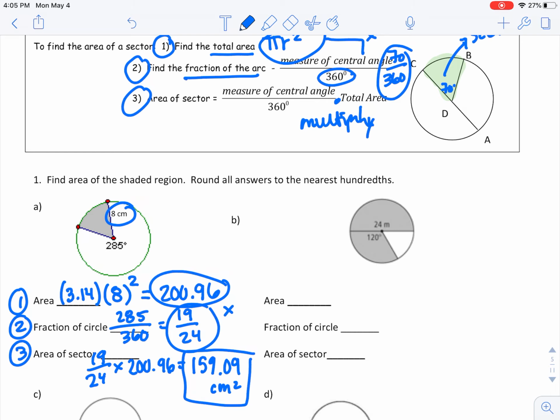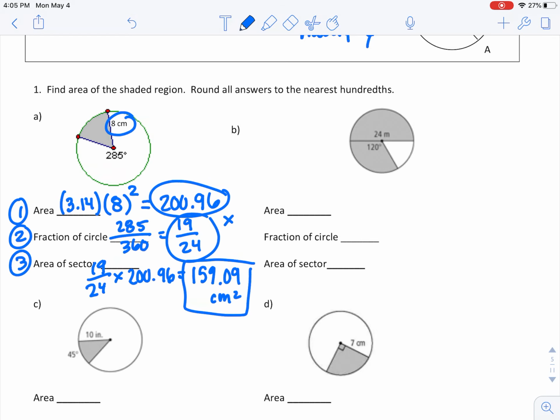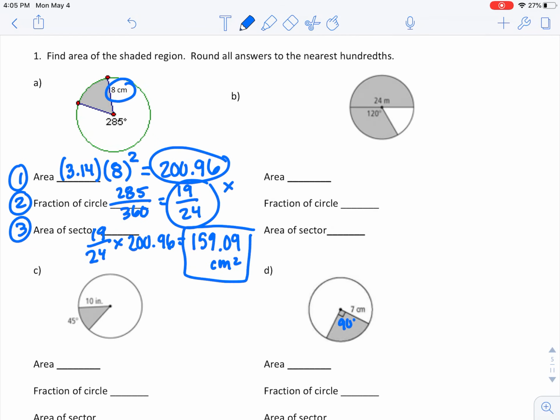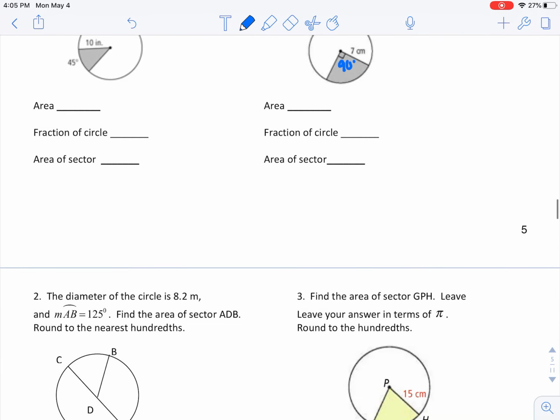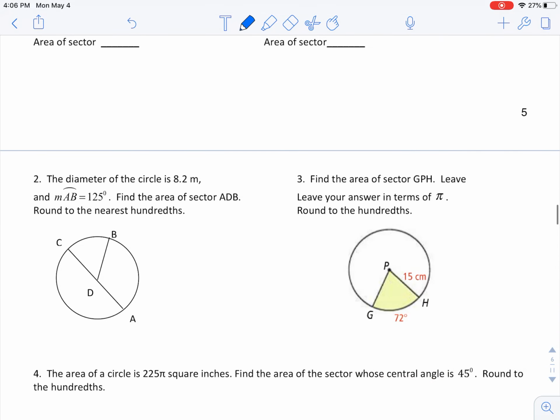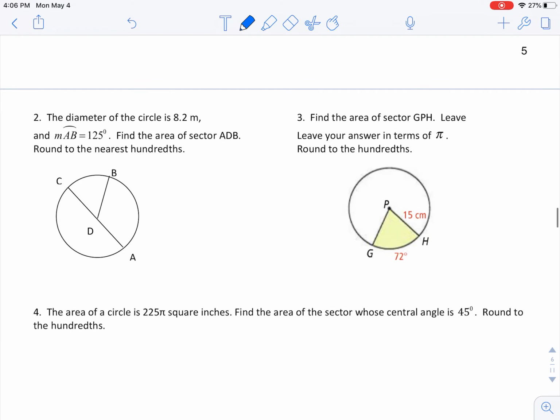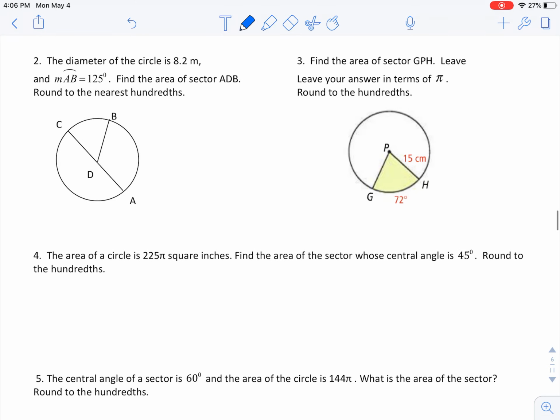It's the same process. I think that's good enough, you kind of get the idea. You'll be able to do B and C and D. Same thing. Remember, this is 90 degrees. Also remember, a half of a circle is 180. So the shaded area, you would want all of that, 180 plus 120, so you'd want that whole thing for your fraction. Let me make sure you can do page 6 as well, because your work today is pages 5 and 6. You should be able to do these okay.